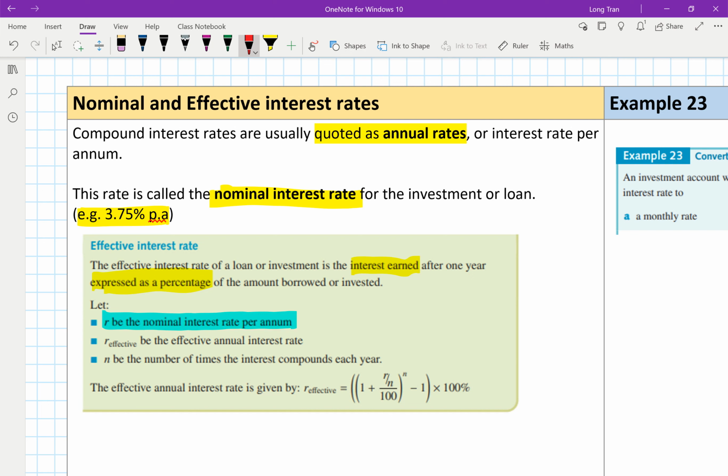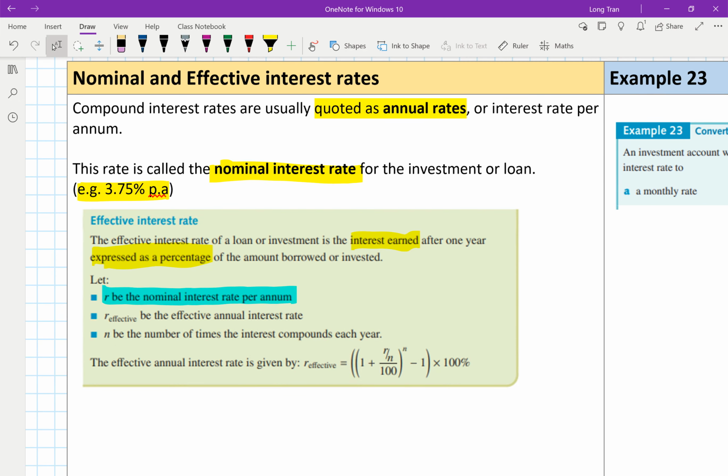Okay, then what is effective interest rate? Well, when you have a loan, the effective interest rate of a loan or investment is the interest earned after 1 year expressed as a percentage, which is a key part there, of the amount borrowed or invested. Sounds confusing what they're trying to say? In 8G, they're just trying to say the amount that you borrow, what would be the overall percentage extra that you either owe or whether you gain from that.